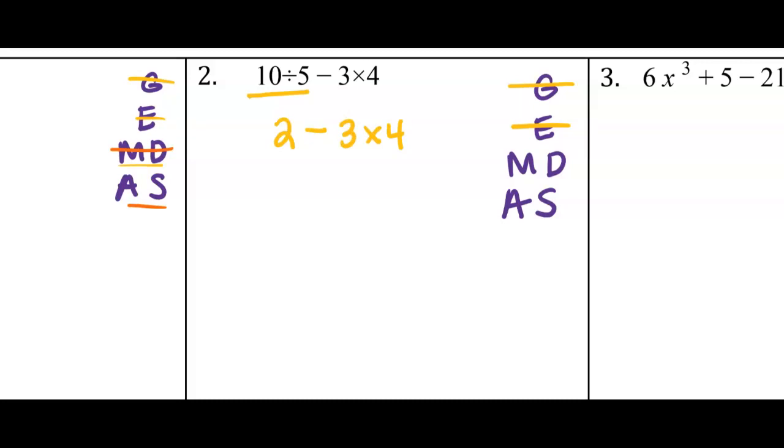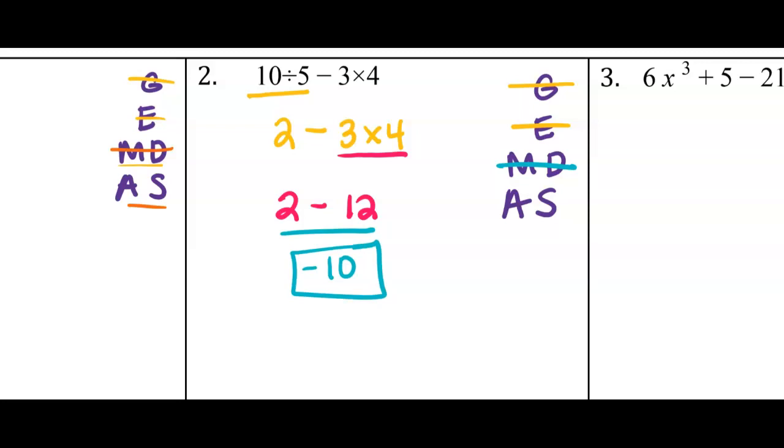Then I'm going to look, do I have any more multiplying and dividing? I do. So I'm going to do 3 times 4. 3 times 4 is 12, so I'm going to have 2 minus 12. Then I go back and I say, okay, do I have any more multiplying and dividing? I do not, so I cross it off. Do I have any adding and subtracting? I do, so 2 minus 12 is negative 10. You are always trying to get down to having one number left.